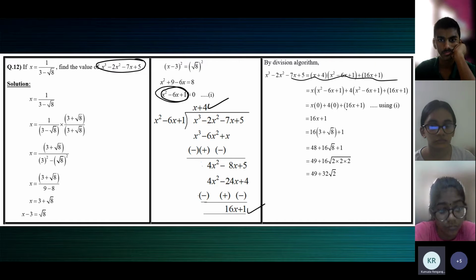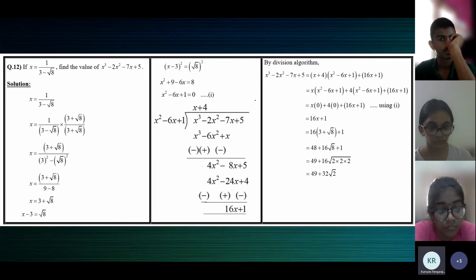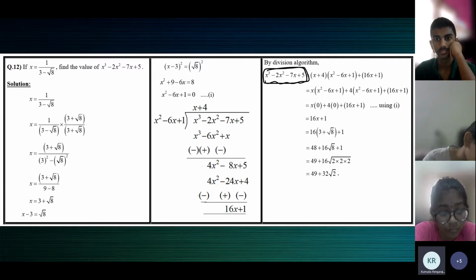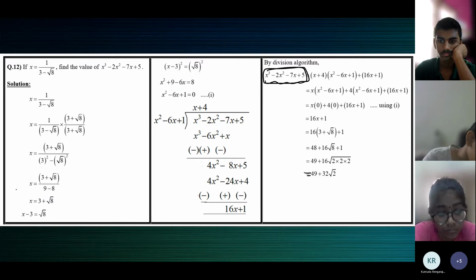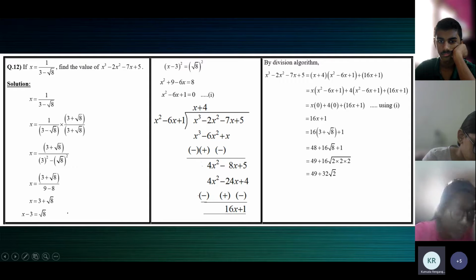Put it in the division algorithm and this one is 0, this one is 0. And hence you're able to evaluate the given expression. So this is what we had to find. What is the value of this expression? That is what stands as a dividend here. The value of this expression is equal to 49 plus 32 root 2. So there's nothing more to work out in this.